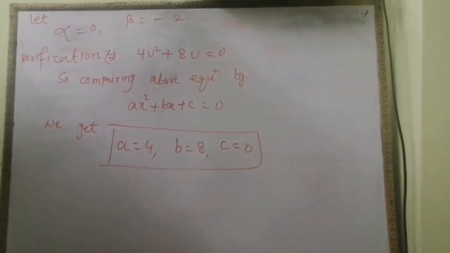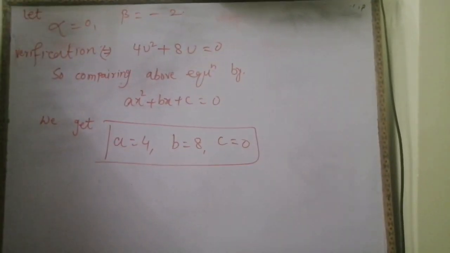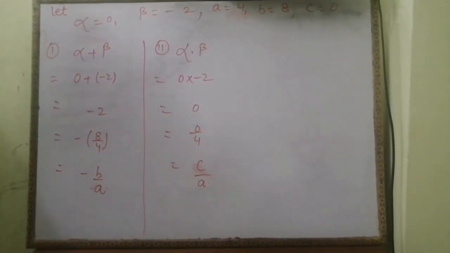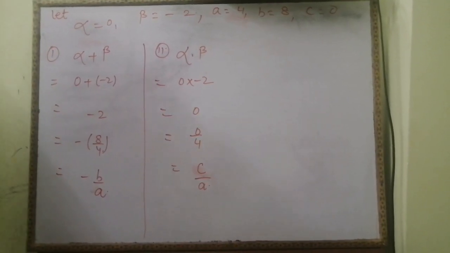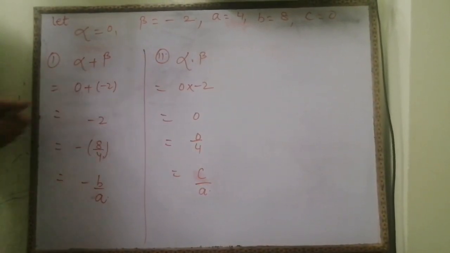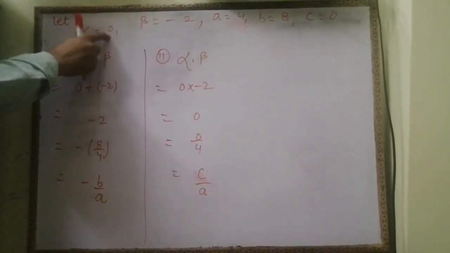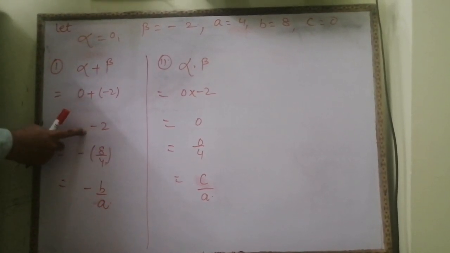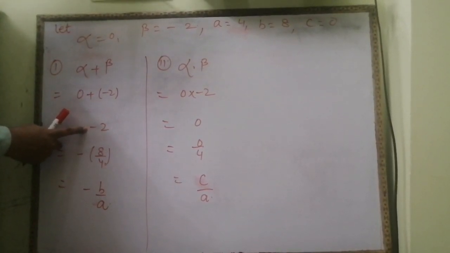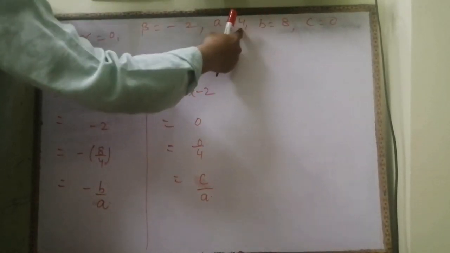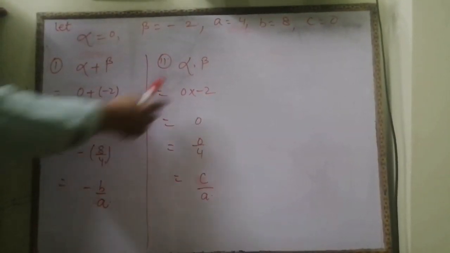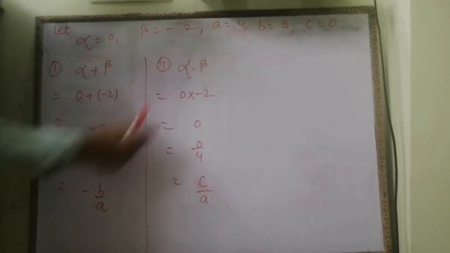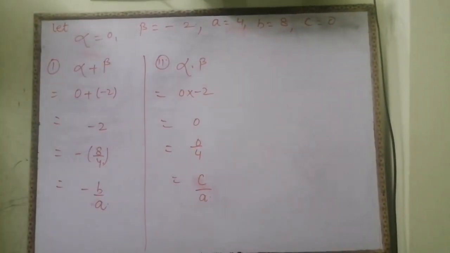Now come to the point, how we will verify the relationship between zeros and coefficients. For verification, first we have to find the value of alpha plus beta. Alpha is 0, beta is -2, so alpha plus beta is equal to 0 plus -2, that will be -2. We can write -2 as 8/4 with the minus outside, so it is written as -b/a. So alpha plus beta is equal to -b/a.